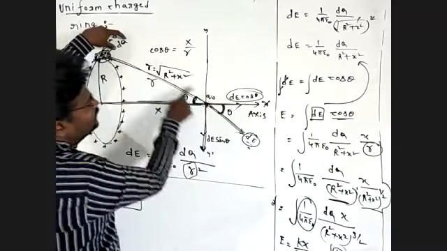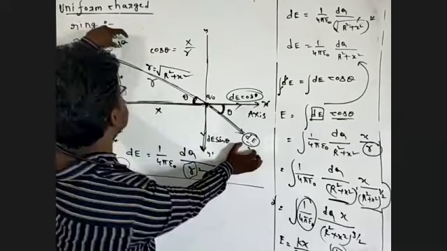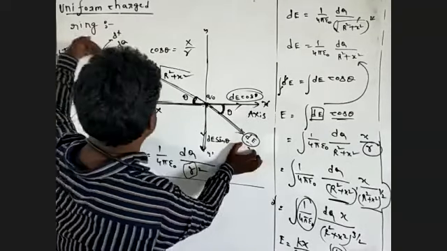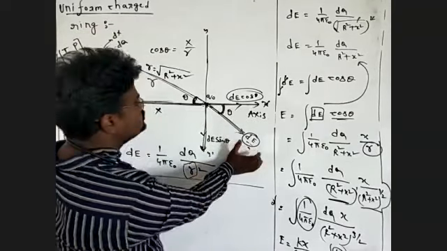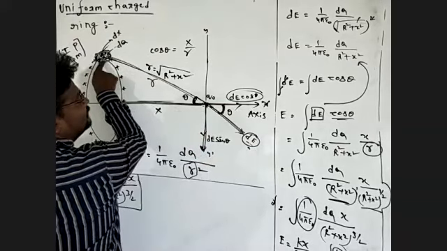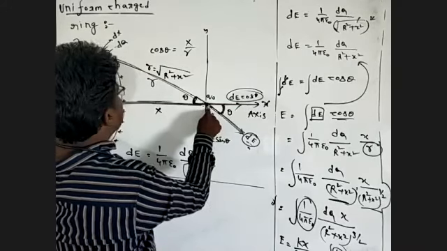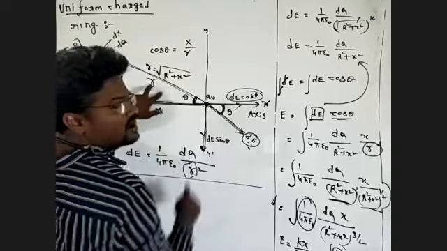dq will repel this q naught in this direction. This is the direction of electric field. This is a positive charge, and the direction of electric field is away from the charge. Now this is x. This is R. This is the element. This is the test charge. The distance between the small charge and q naught is R.